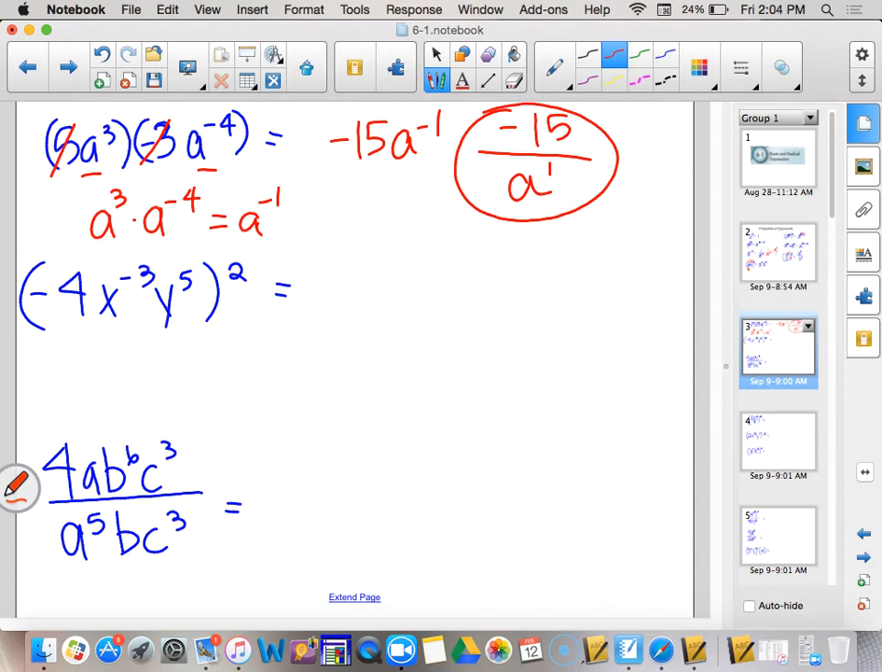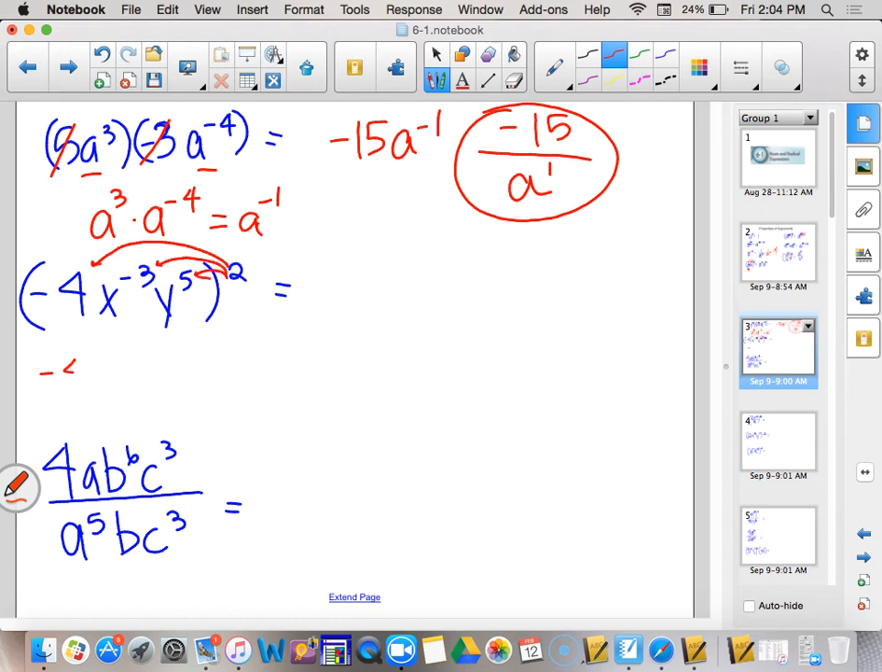The second one, negative 4 times x raised to the negative 3rd times y raised to the 5th. And I'm going to take all of that because it's all in parentheses, and I'm going to raise it to the 2, to the second power. So what do I need to do with this 2? Kind of like distributing it out.